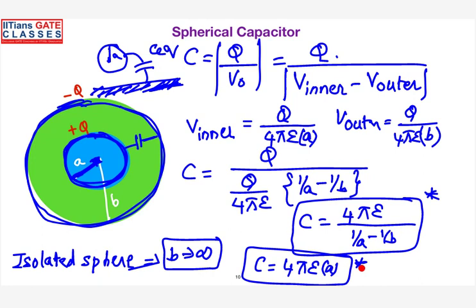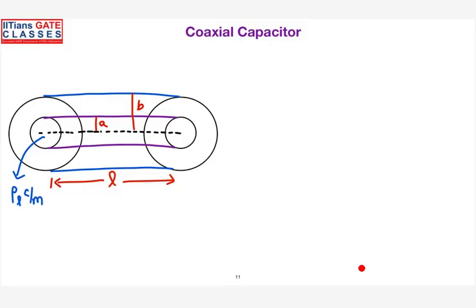Yes, sir. So next, the last one we'll try: that is a coaxial capacitor. Even in the coaxial cable, whatever charge is present on the inner conductor is the same as the charge present on the outer conductor, with equal and opposite sign. So this will be positively charged and this will be negatively charged. So there exists some capacitance between these two conductors, right?